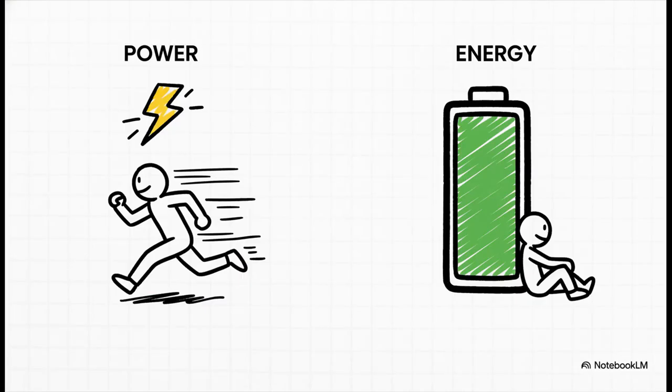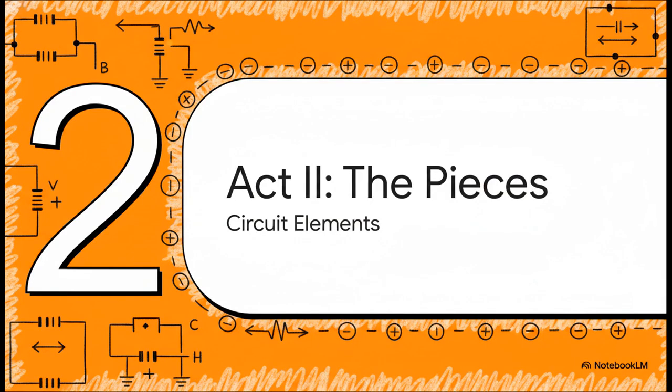So, what happens when we combine that push from the voltage with the flow of the current? We get power. Calculated as P equals V times I, power is simply the rate at which work is getting done in real time. And if we leave that power running over a period of time, we get the total energy, measured in joules. Think of power as how fast you're running, and energy as the total calories you burned on that run.